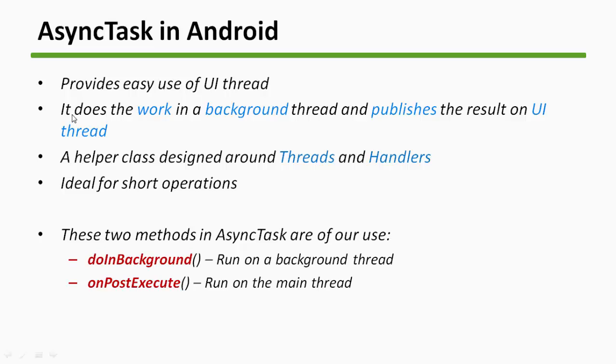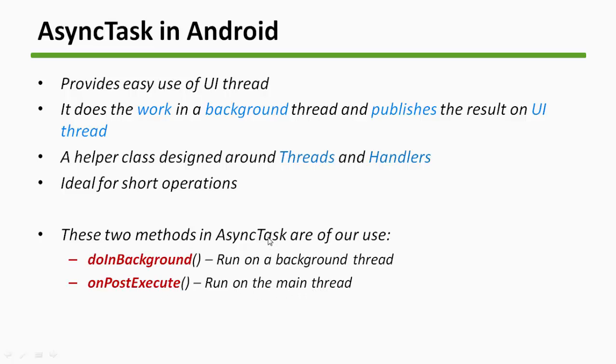It is a helper class designed around threads and handlers. So we have threads and handlers for the same stuff, and this AsyncTask can be used for the same purpose, and it is ideal for short operations. Basically, these two methods will be of our use. The first is doInBackground, which will run on a background thread, and onPostExecute, which will run on the main thread.